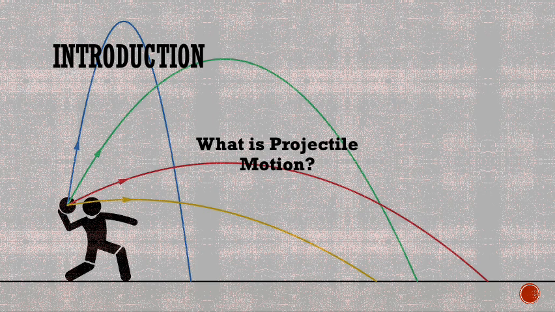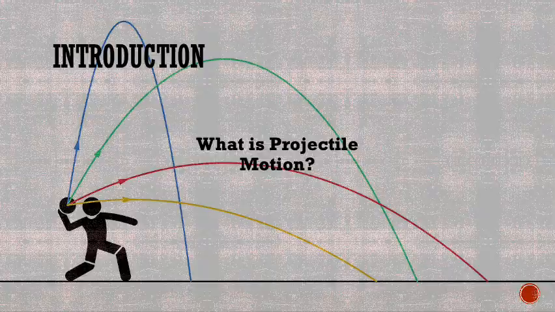Projectile motion occurs when an object moves through the air under the influence of gravity. It is a form of motion experienced by a particle that is projected in a gravitational field, such as from Earth's surface, and moves along a curved path under the action of gravity only.